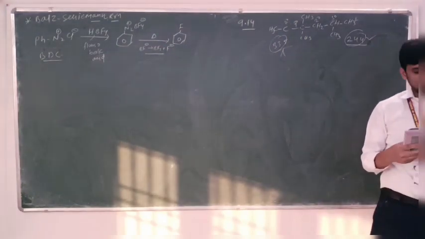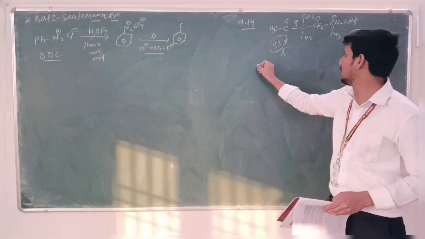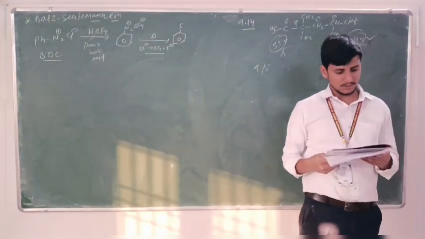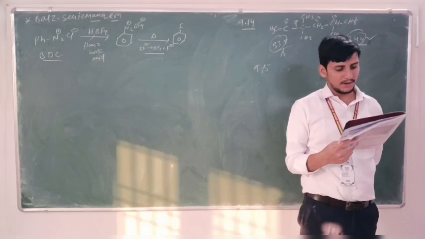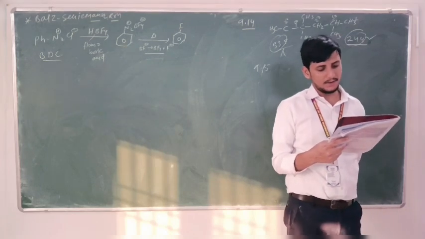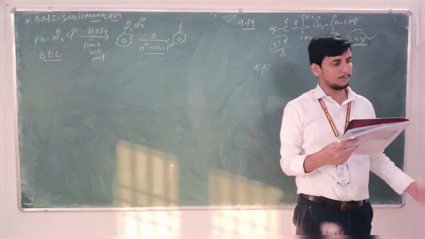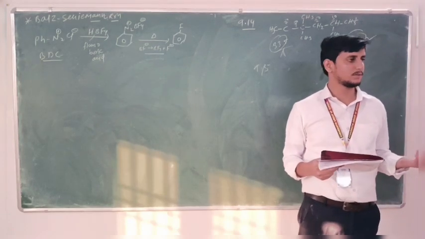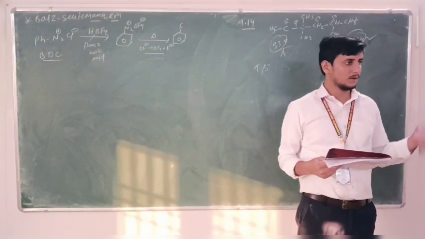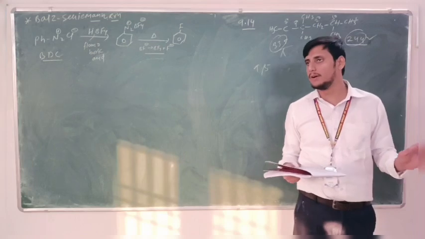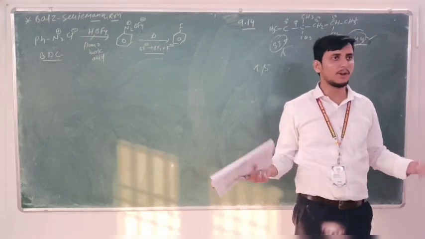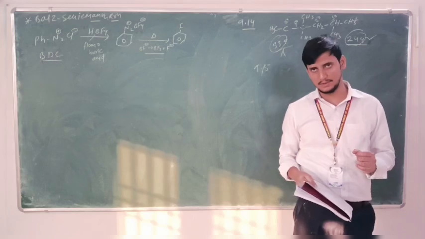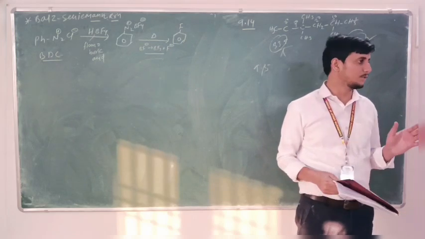Question 15, exercise 9.15. What effect does branching of an alkane chain have on its boiling point? The effect of branching in an alkane is a decrease in boiling point. Why? Because of less surface area, which means weaker van der Waals force.